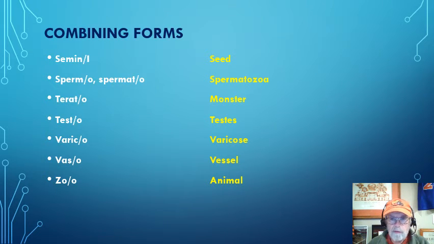So varico means varicose. Vaso means vessel, and that's the vas deferens, because vas is a tube or a vessel. Zoo means animal. So not only are males monsters, but they're also animals, I guess. I don't know. But zoo means animal, like in a zoo. What do you see in a zoo? Animals. So that's what that's all about.